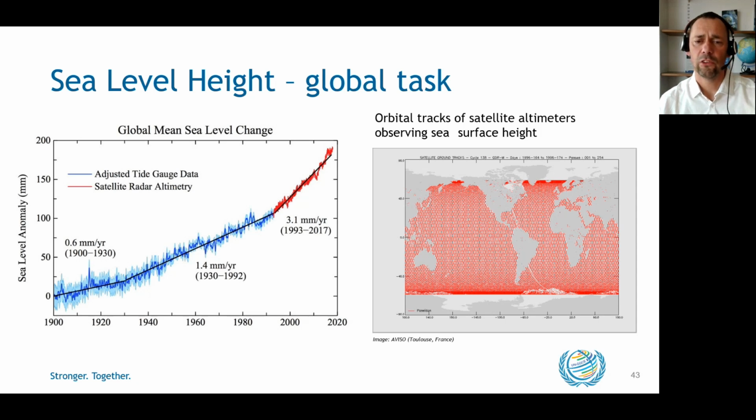Since the last decades, satellite altimetry systems supplement the measurement, in the graph indicated in red. In the right figure, you see the orbital tracks of satellite altimeters observing sea surface height. They build a mesh covering all oceans, just with the exception of the polar regions. In any case, a reliable result depends on a precise global vertical datum delivered by geodesy. And now we look at how complex the measurement of the sea level change with an altimetry system is.